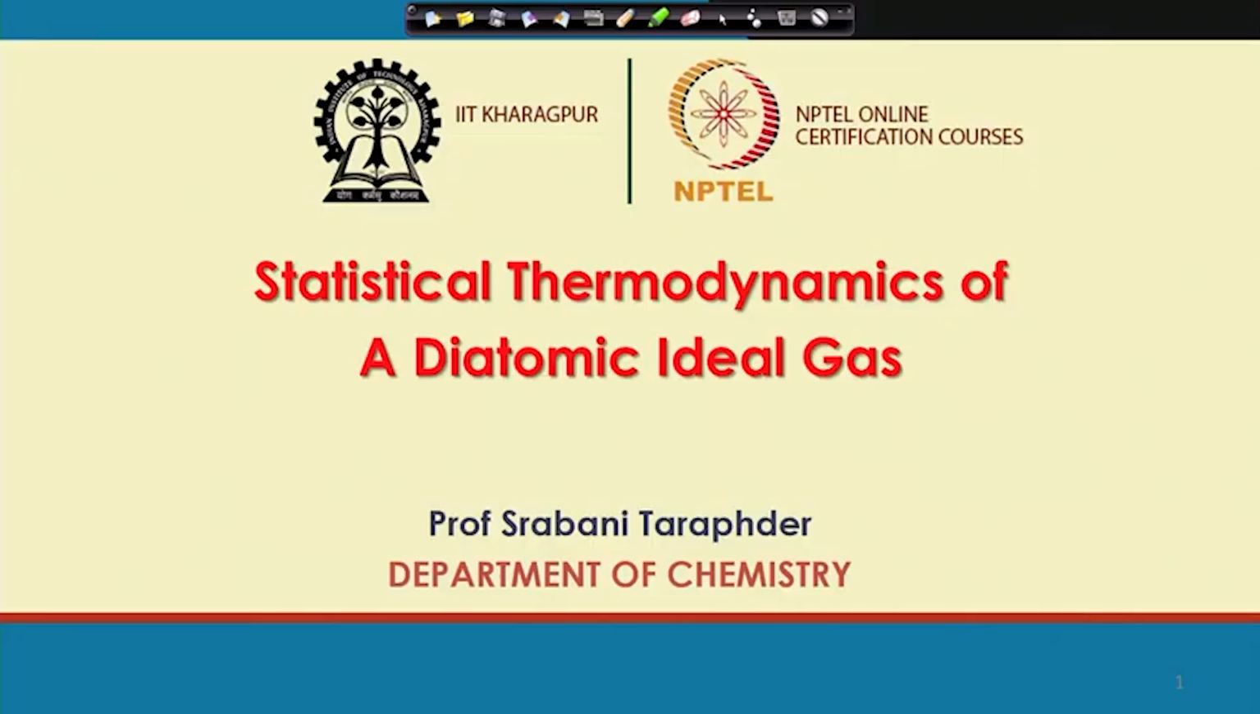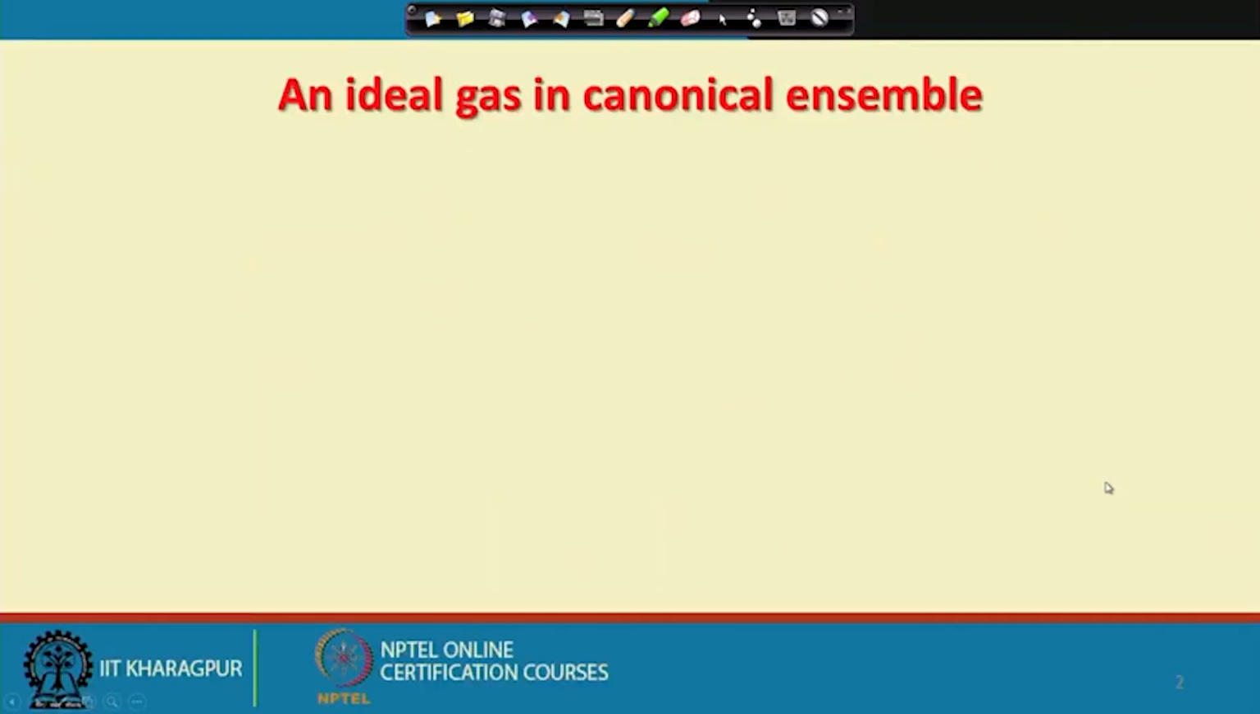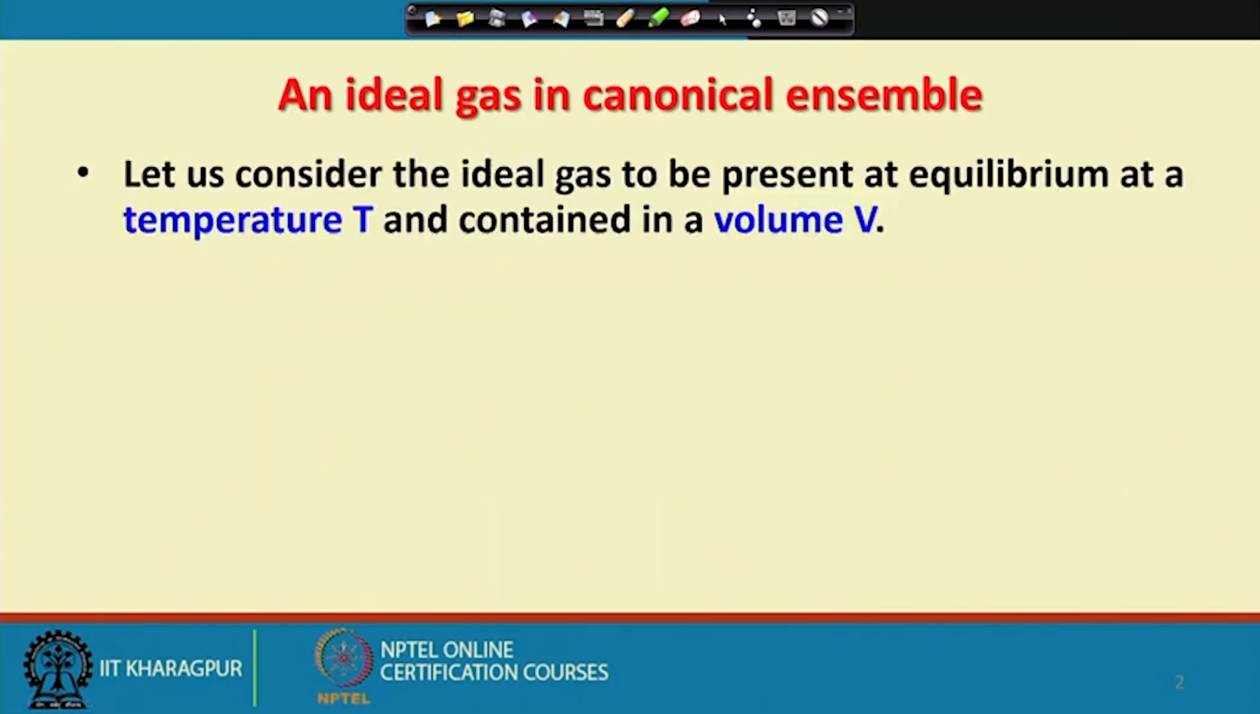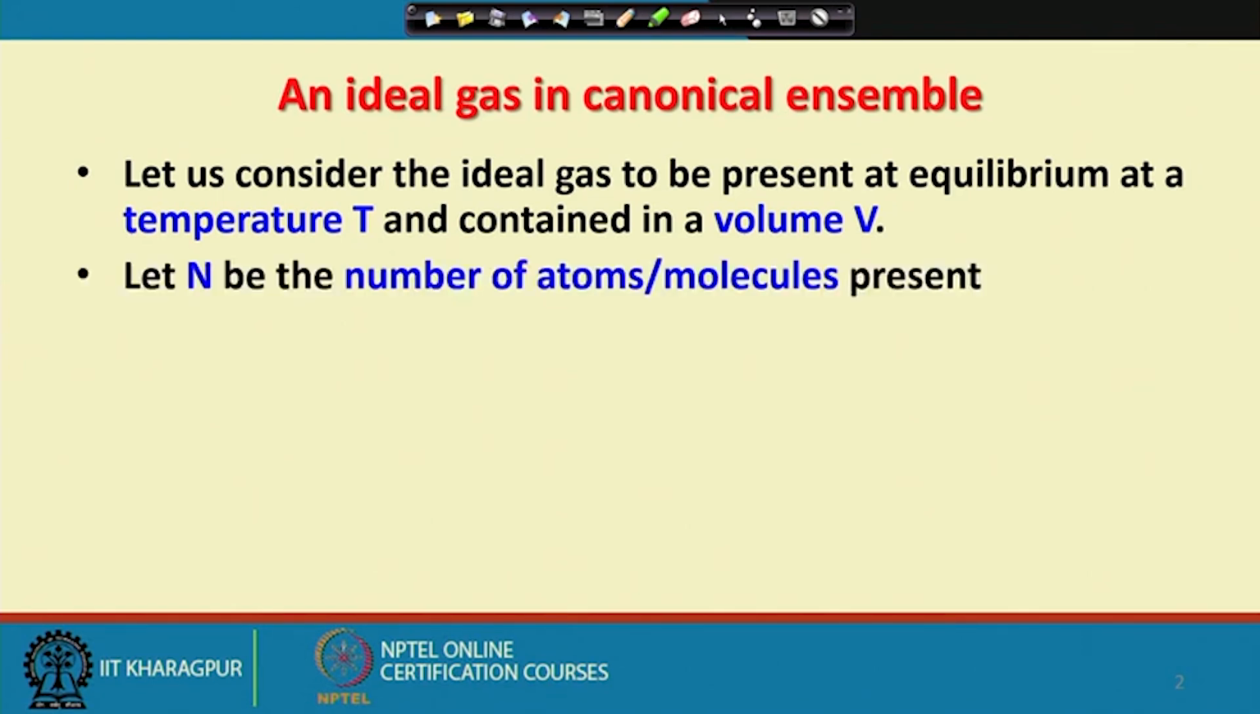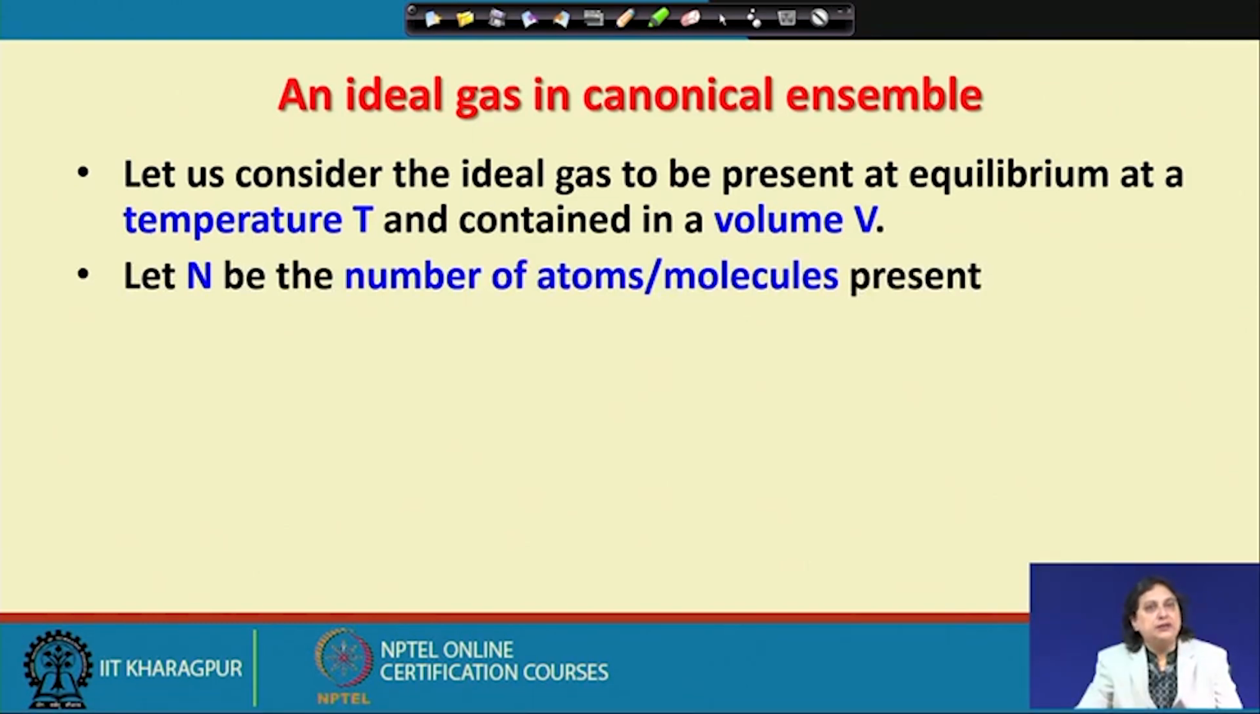Welcome back. Today we are going to talk about the statistical thermodynamics of a diatomic ideal gas system. So, in this system, as before for the monatomic case, we have an ideal gas present at equilibrium at a temperature T, contained in a volume V. We assume that there are capital N number of particles or atoms present in the system.